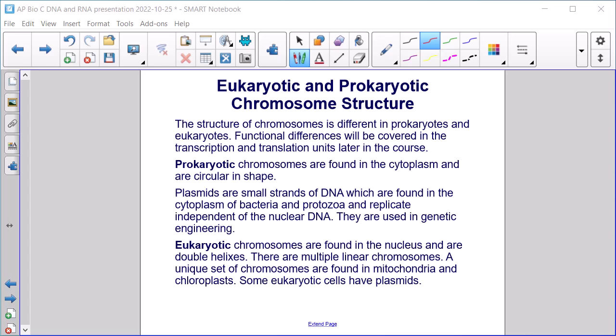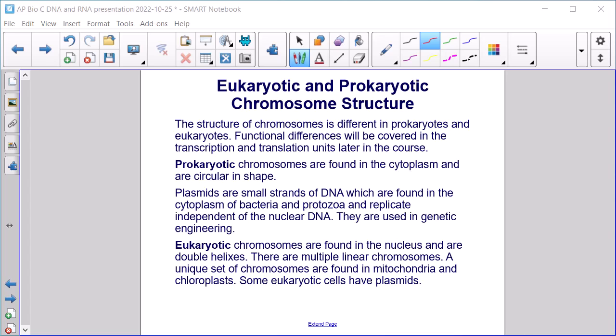Eukaryotic and prokaryotic chromosome structure. The structure of chromosomes is different in prokaryotes and eukaryotes. Functional differences will be covered in the transcription and translation units later in the course. Prokaryotic chromosomes are found in the cytoplasm and are circular in shape. Plasmids are small strands of DNA which are found in the cytoplasm of bacteria and protozoa and replicate independently of the nuclear DNA. They are used in genetic engineering.